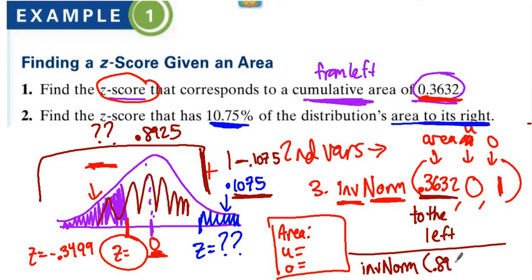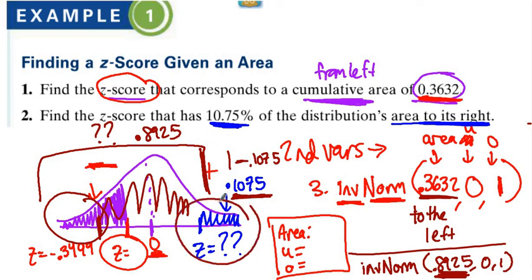If you did it the other way, here's a great way to catch your mistake. If instead of putting 0.8925 there you put 0.1075, it's going to give you a number over here, and you get a negative z-score. But if you look at our picture, we're way over here on the right of the graph. We should be getting a positive z-score. That's how you can catch your own mistakes. When I do it correctly, I get a z-score of 1.2399, so let's round that to 1.24.